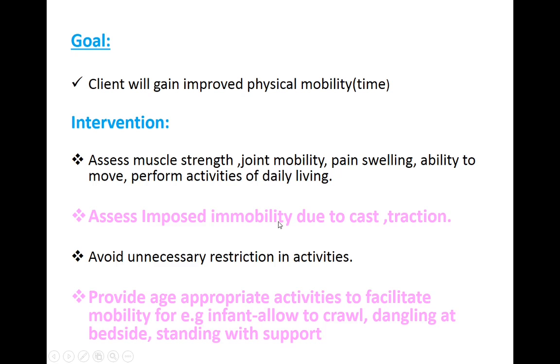Assess imposed mobility, immobility due to cast or traction, if it is there. Avoid unnecessary restriction in activities. Provide age-appropriate activities to facilitate mobility. For example, if it is an infant, allow the infant to crawl over the bed, dangling at the bedside, standing with support. Similarly, if it is a toddler, you can ask the toddler to move around inside the cubicle or inside the ward itself. So these are the age-appropriate activities you should be advising. Okay?